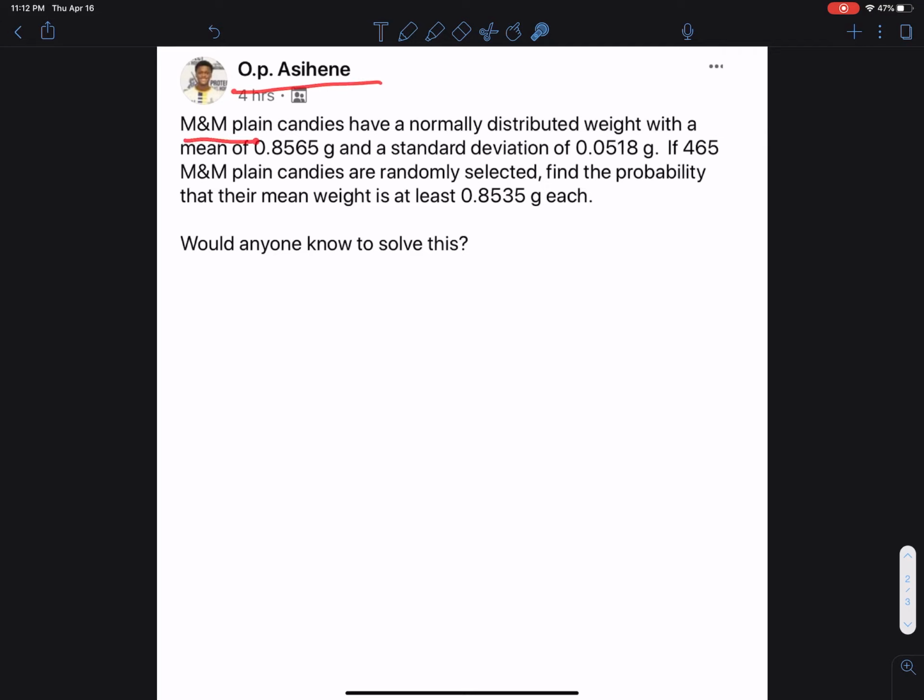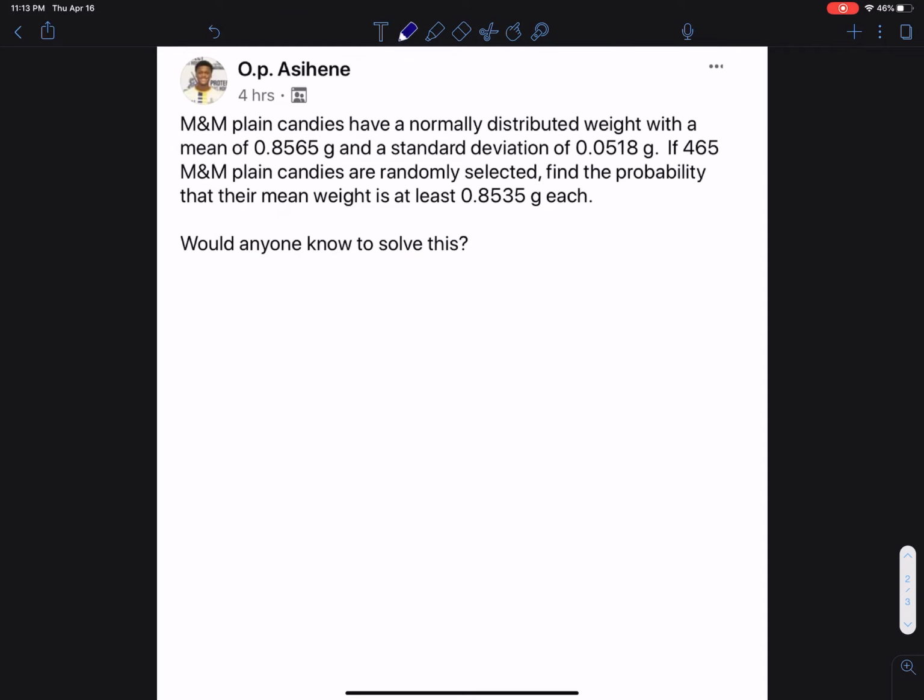It says M&M plain candies have a normally distributed weight with a mean of 0.8565 grams and a standard deviation of 0.0518 grams. If 465 M&M plain candies are randomly selected, find the probability that their mean weight is at least 0.8535 grams. Alright, so at least 0.8535 grams. Would anyone know how to solve this? Alright, so let's see how we can solve this.